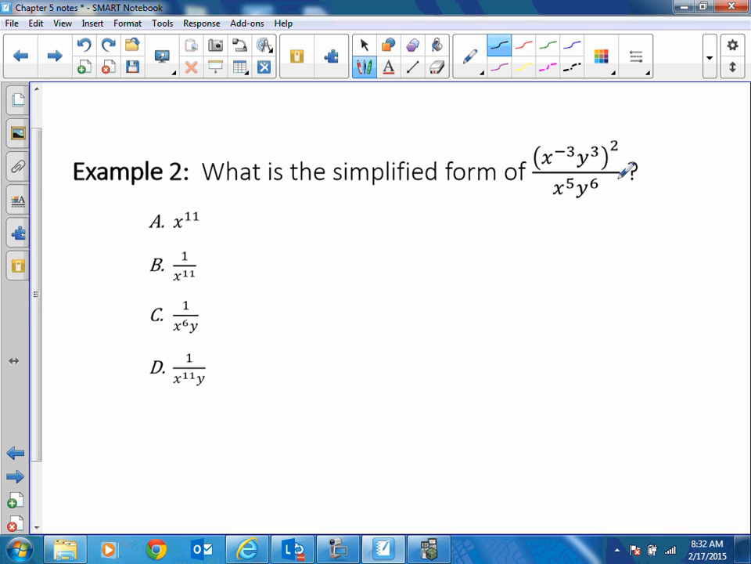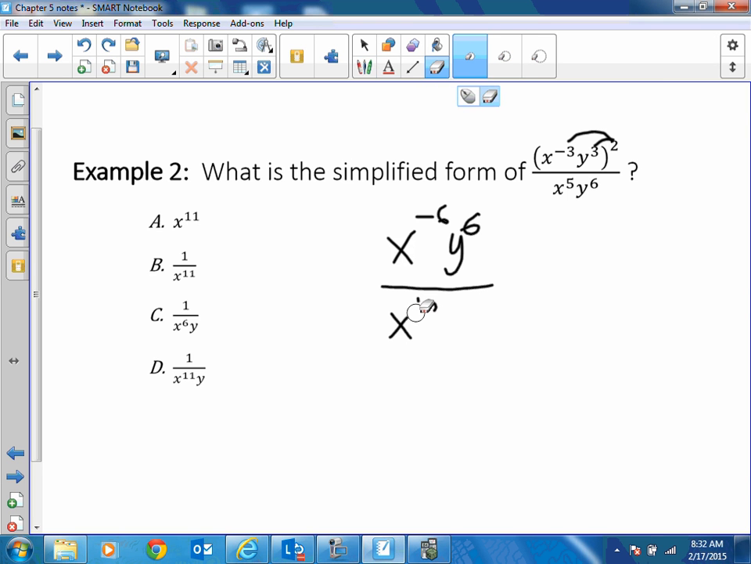So this one says, what is a simplified form? The first thing you want to do is distribute this exponent to each of the ones on top, only to the ones in parentheses. It's not the 2, the whole thing's not in parentheses, so we're not going to move the 2 down here with the 5 and 6. So we'd have x to the negative 6, and we'd have y to the 6 over x to the 10th, and, or sorry, I did what I said I wouldn't do. You don't distribute it to the bottom. So x to the 5th and y to the 6th.